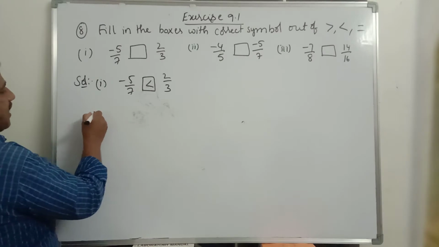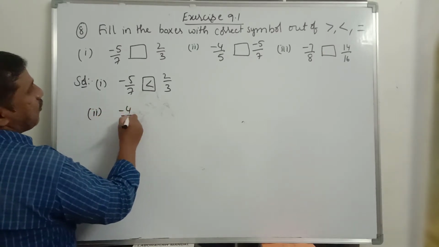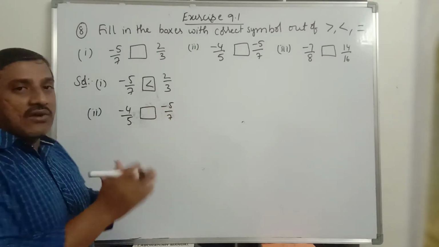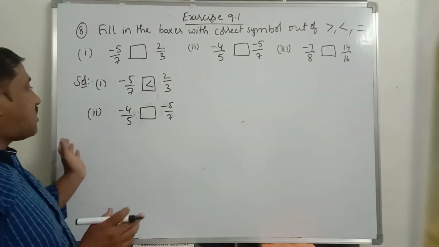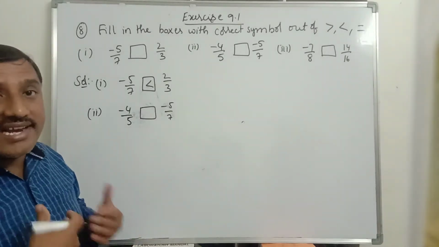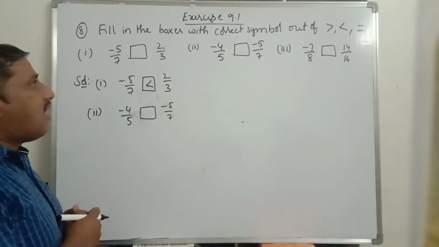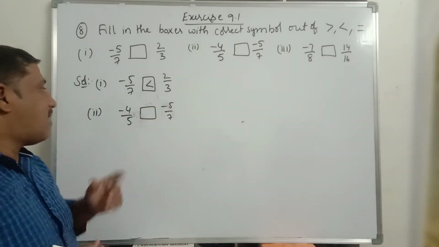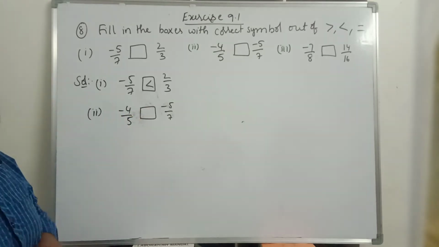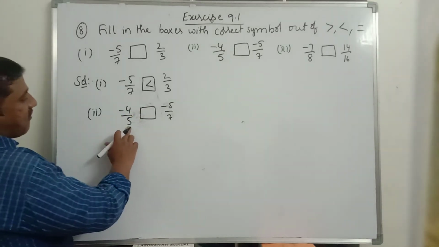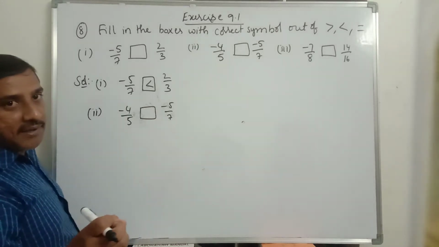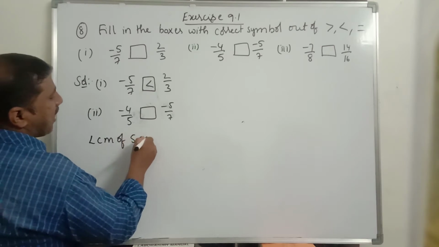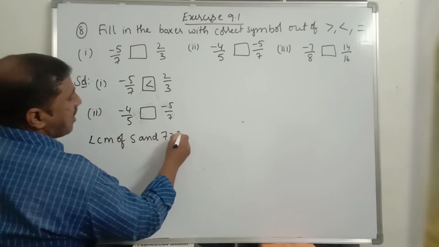Next, the second question: minus 4 by 5 box minus 5 by 7. Here two negative rational numbers are there, but with different denominators. How do we compare them? By converting them to like rational numbers, by finding the LCM of the denominators. Denominators 5 and 7 both are prime numbers. Therefore, the LCM of 5 and 7 is their product itself, that is 5 7s are 35.